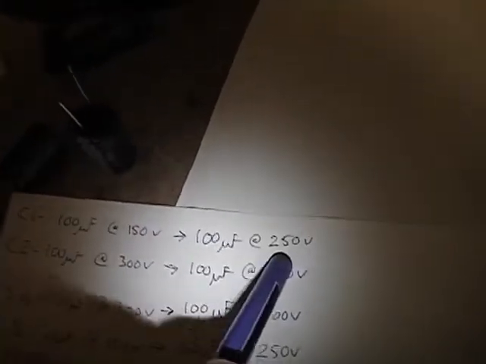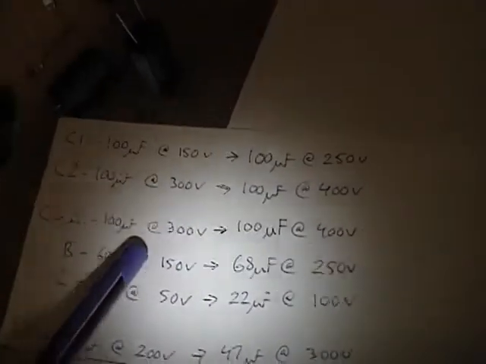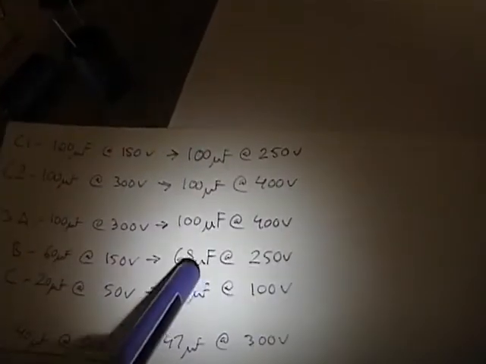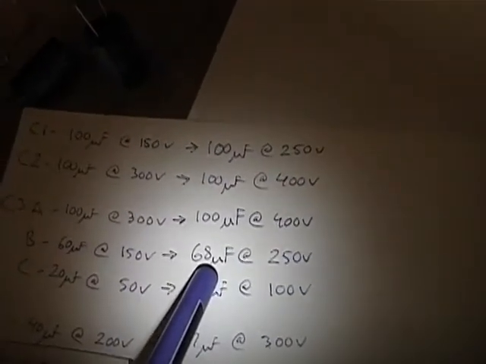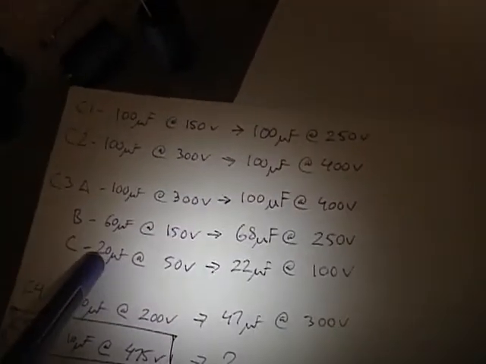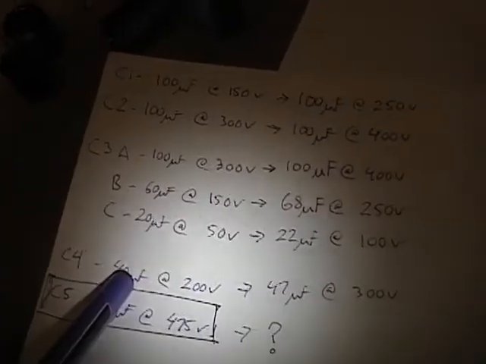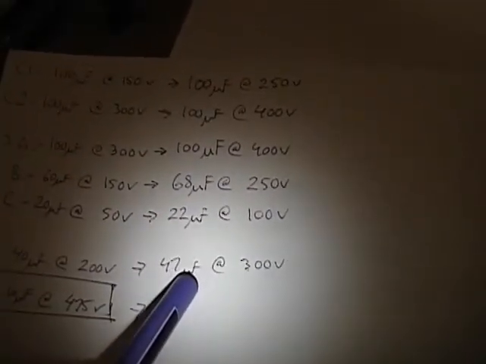So on this side, I've written down the parts that I am going to use. 100 microfarad, that's no problem to buy, and I'll use 250 instead of 150. 400 to 300 volts. 60 microfarad, closest commonly available value is 68. Instead of 20, I'll use 22. Instead of 40, I'll use 47.